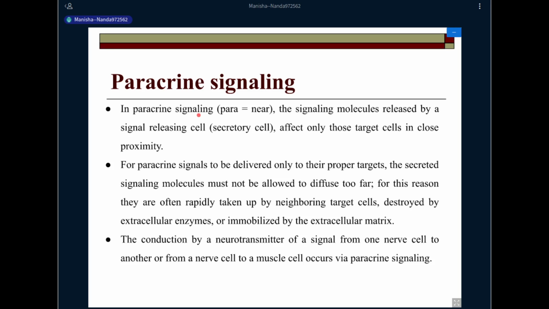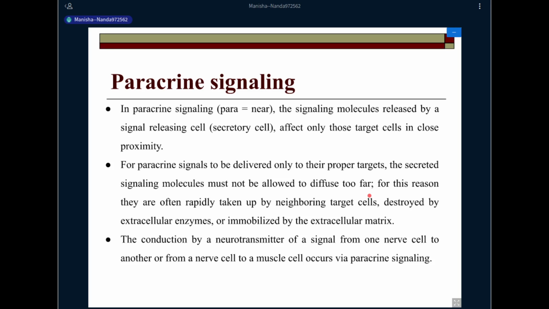Next, paracrine signaling. Now, para means near. So, in paracrine signaling, the signaling molecules or ligands are released by a signal releasing cell, which is called the secretory cell. If we talk about only those target cells which are included in the proper target, the secreted signaling molecules must not be allowed to diffuse far. For that, they are often rapidly taken up, destroyed by extracellular enzymes, or immobilized by the extracellular matrix.